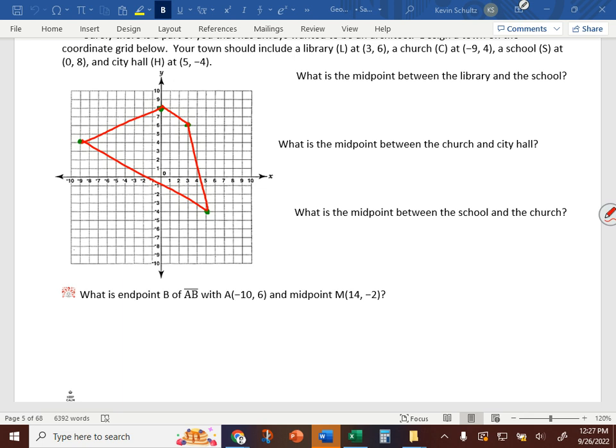You know the ordered pairs because they're given to you, right? You already plotted them. Okay? It doesn't matter which one you label X1 and Y1 and X2 and Y2. You'll get the same answer either way.